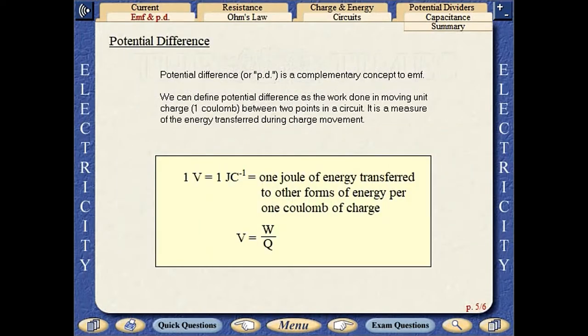Potential difference, or PD, is a complementary concept to EMF. We can define potential difference as the work done in moving unit charge between two points in a circuit. It is a measure of the energy transferred during charge movement.